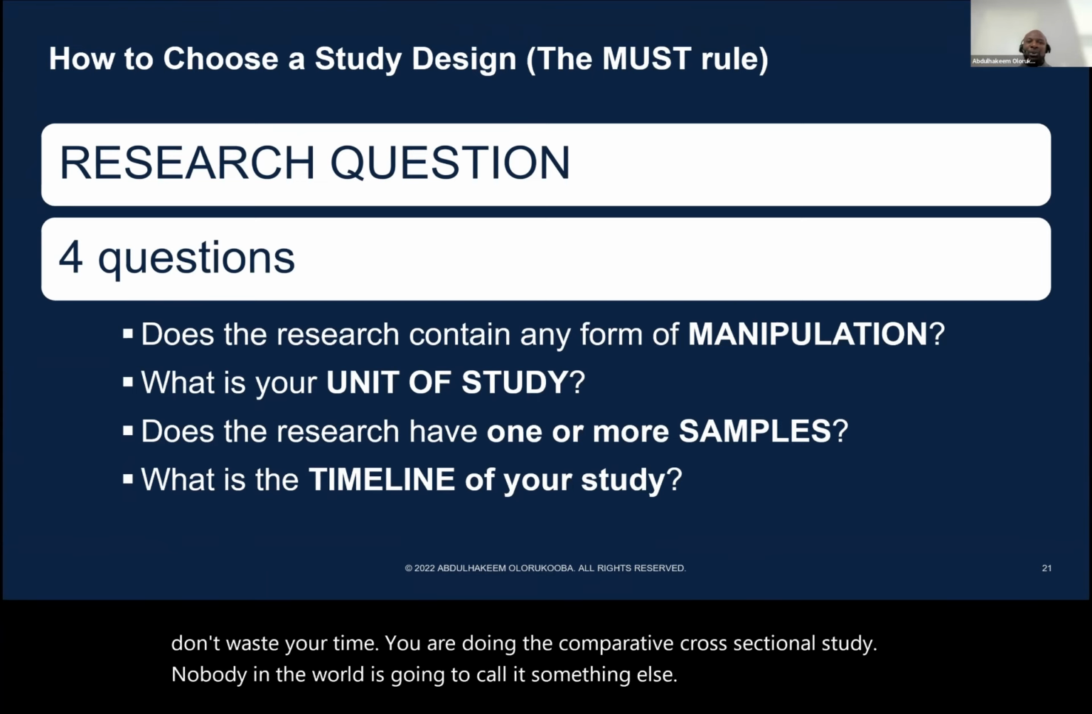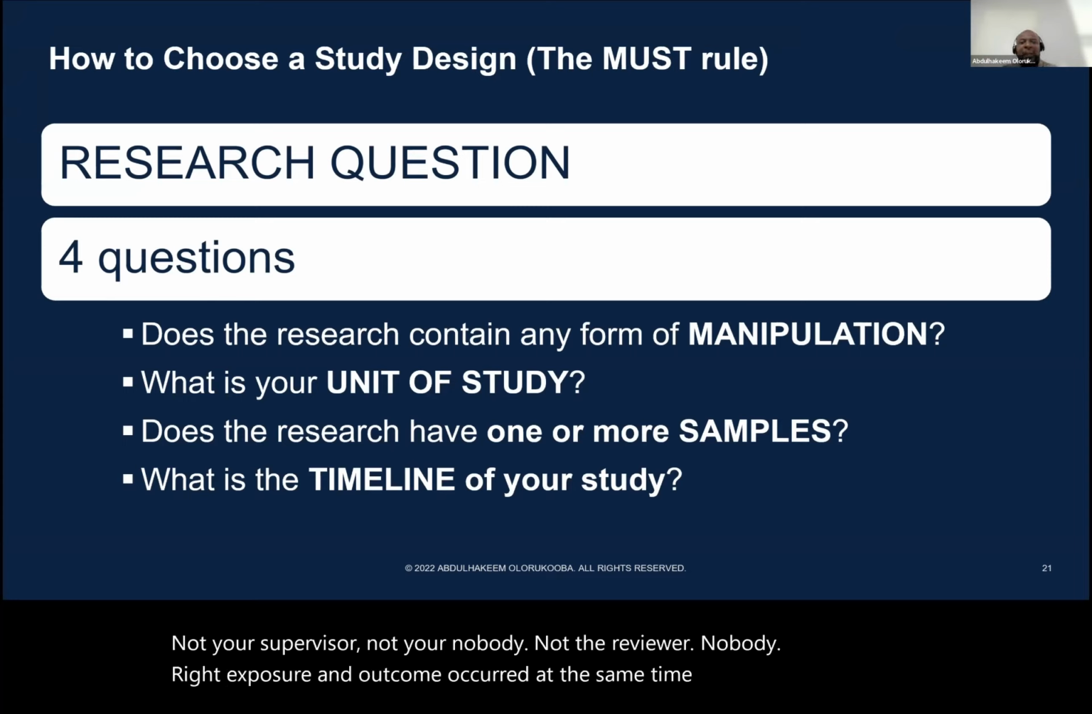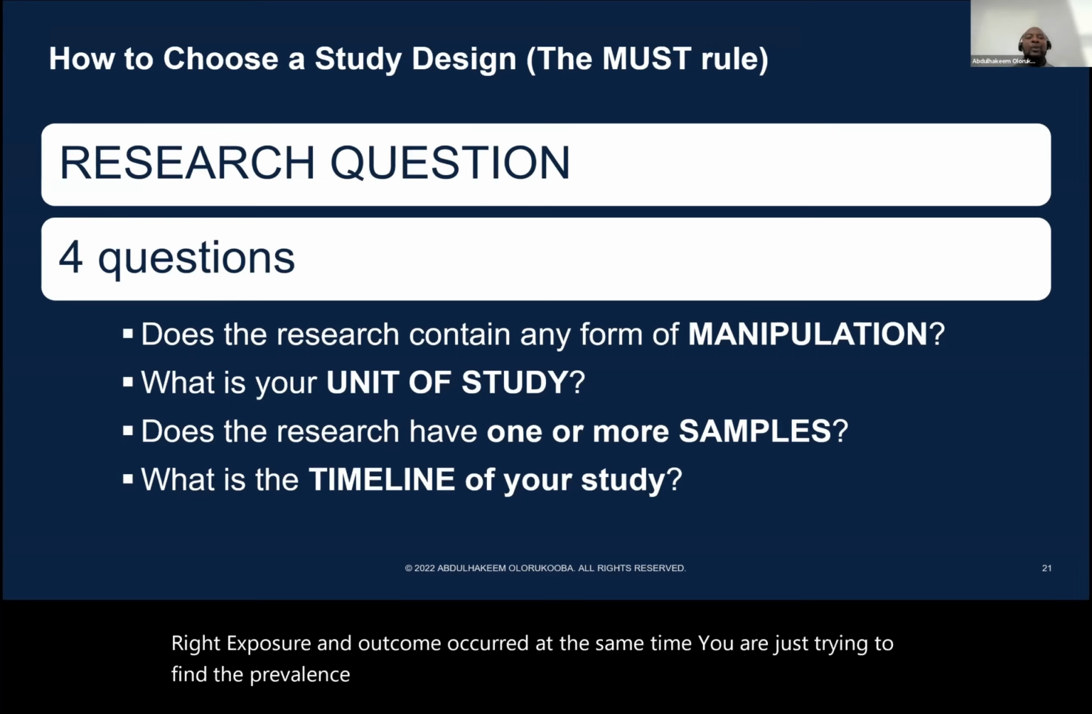Not your supervisor, nobody, not the reviewer, nobody, right? Exposure and outcome occurred at the same time. You are just trying to find the prevalence in one group and the prevalence in another group and compare. Comparative cross-sectional study, quickly. All right.